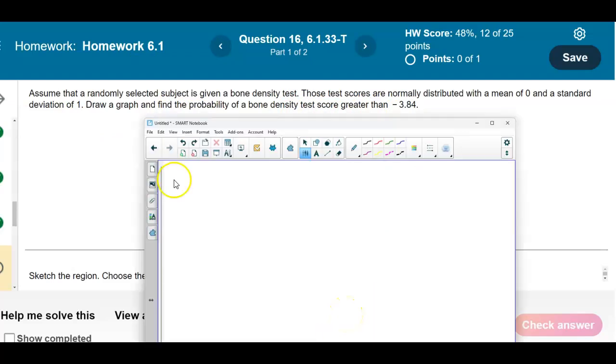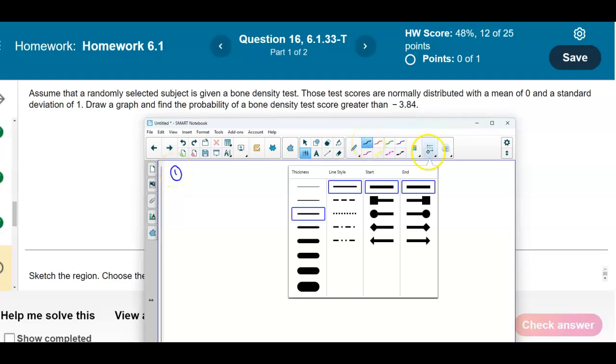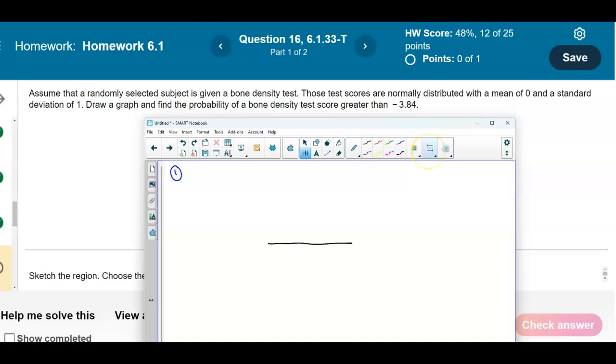So the first thing we're going to do is draw our bell curve. So here is our bell curve with a mean of 0. Okay, so we're looking to find the probability of a bone density test score that's greater than negative 3.84. So we know it's to the left of 0. So that means somewhere around here, we'll just denote that as negative 3.84. So that's going to represent our z-score.